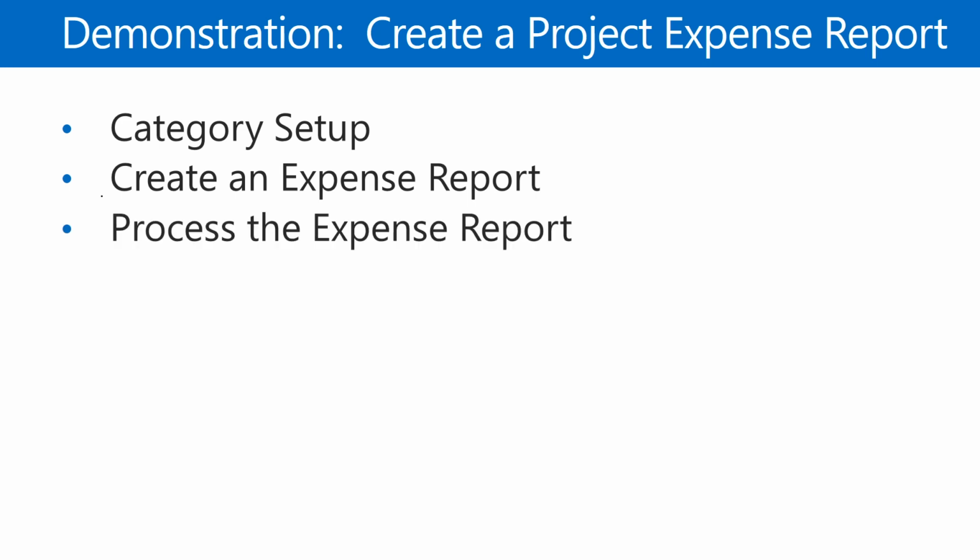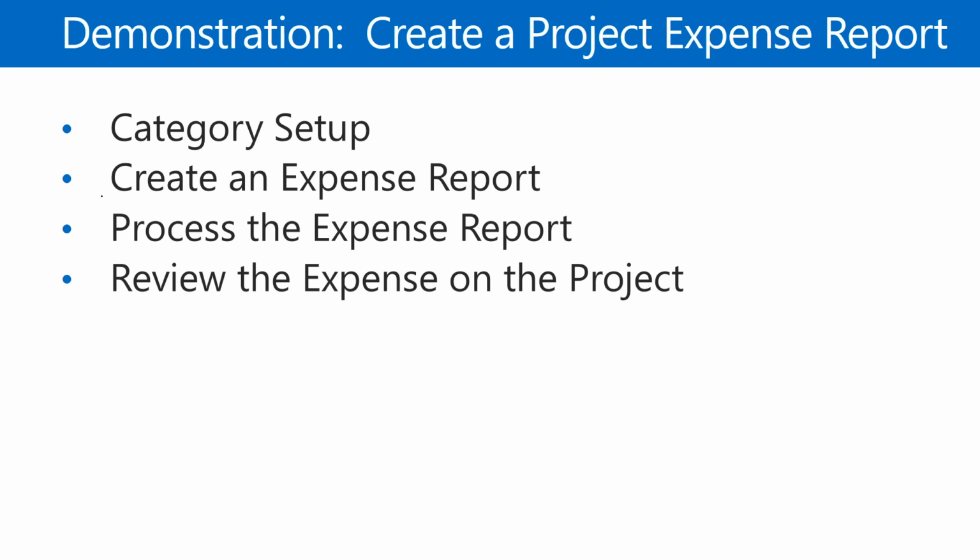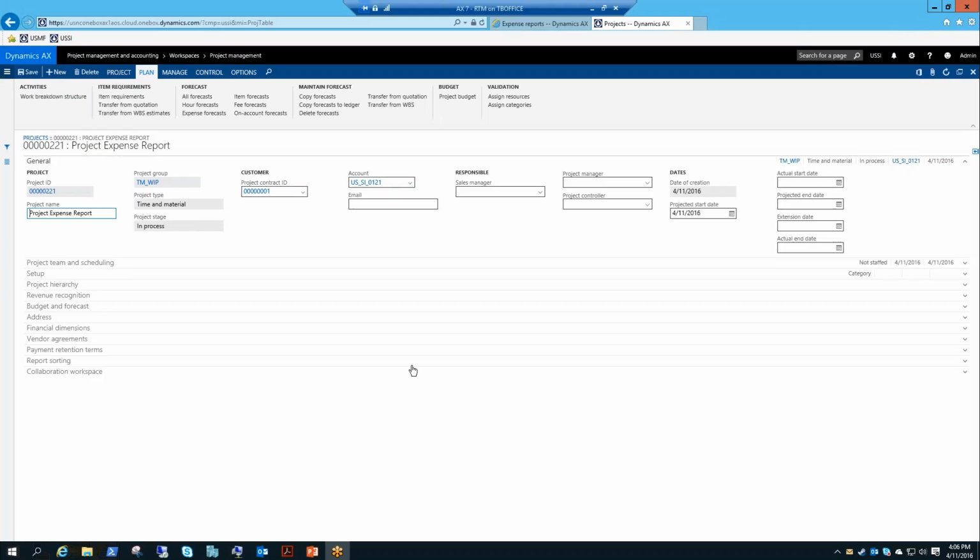Then once we get that done, we'll process the expense report. So submit it through workflow and do all the processing steps. And once it's been processed, then we'll take a look at the expense on the specific project that we code it to. All right, so we're going to go ahead and create a project expense report.